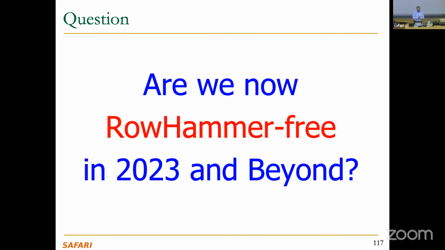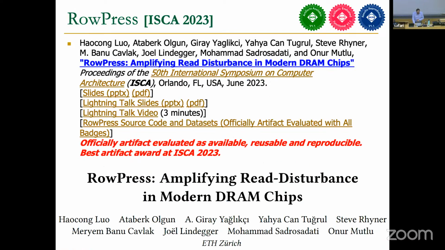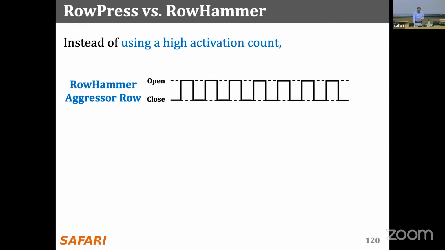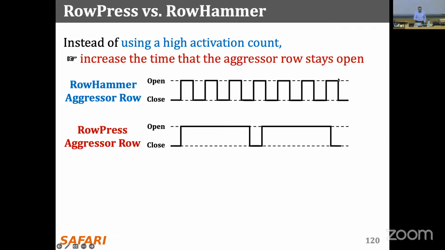So the question is, are we now RowHammer free in 2023? The obvious answer is no. There is an important paper that was published last year in ISCA called RowPress that shows yet another read disturbance phenomenon other than RowHammer. This is the access pattern of a RowHammer attack: you open and close rows as frequently as possible. What this work does is, when I open a row, let the row stay open for some longer time, and then close it.